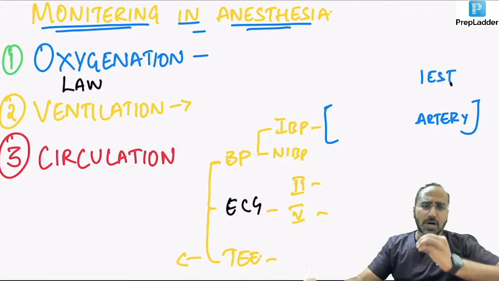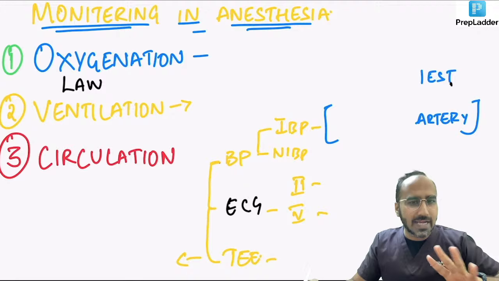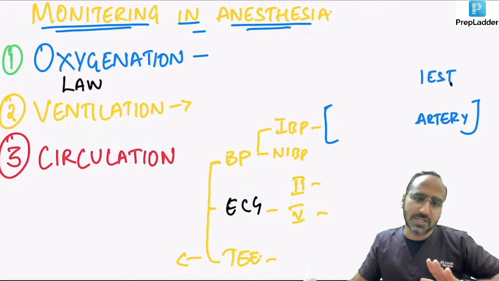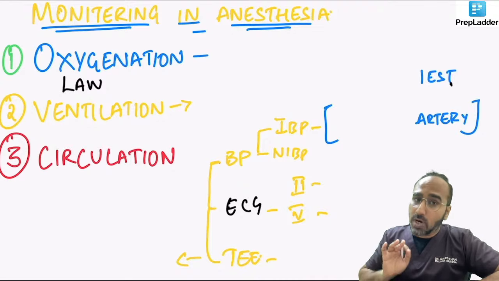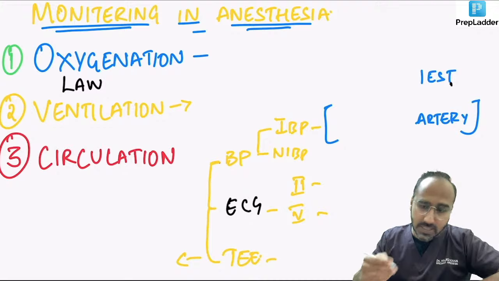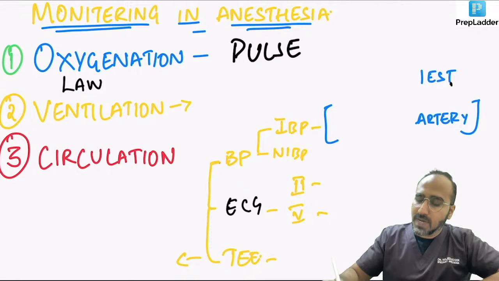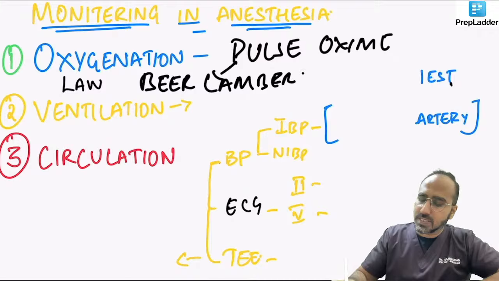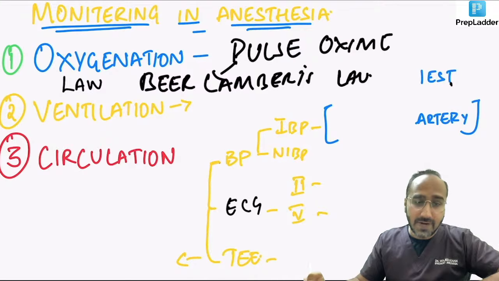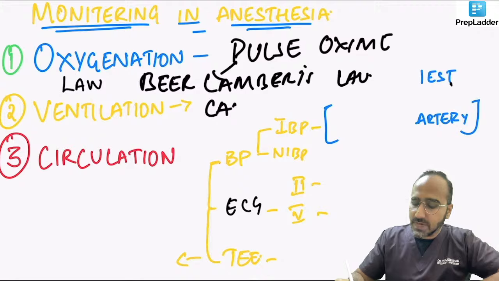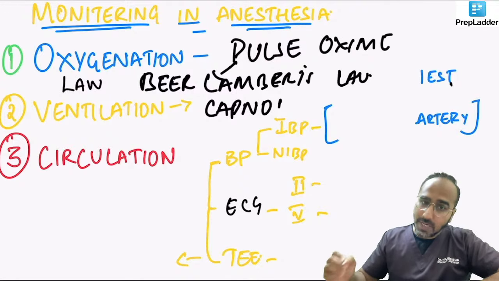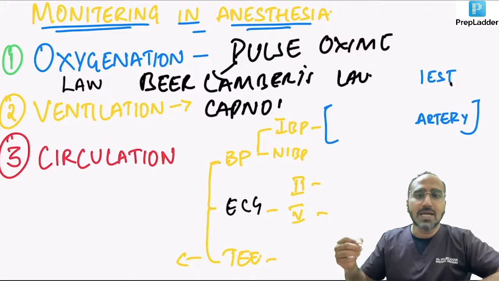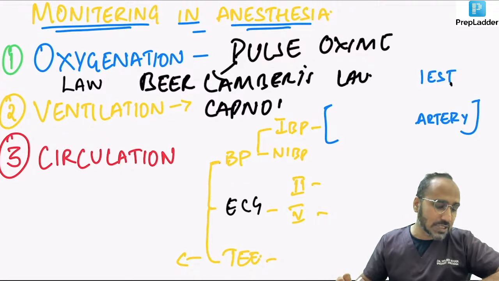Okay. Now, in monitoring, guys, there was just neuromuscular monitoring. Again, neuromuscular monitoring is not used for all surgeries. It is used for surgeries like liver surgeries or major surgeries, not that much. Now, what are the things that are actually monitored during anesthesia? You monitor oxygenation, which is by pulse oximetry. This pulse oximetry usually works on a law called Beer-Lambert's law. You monitor the patient's ventilation by capnography. You monitor circulation by BP, ECG and TEE, which is called transesophageal echocardiography.